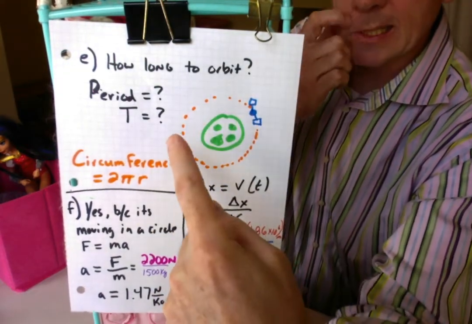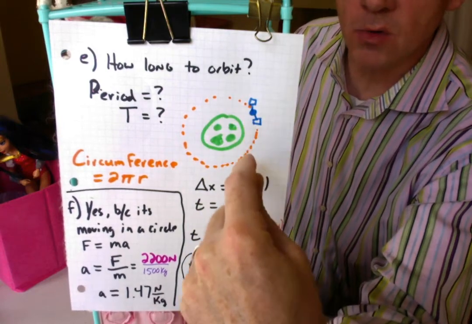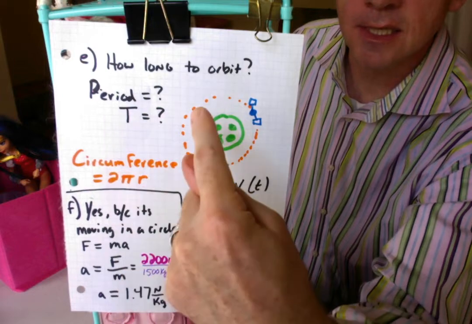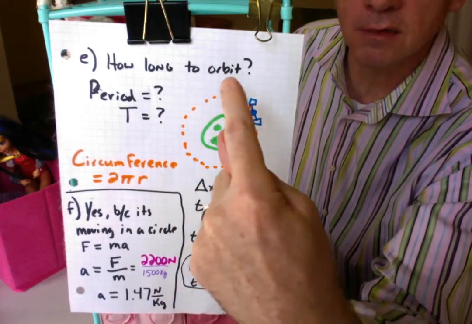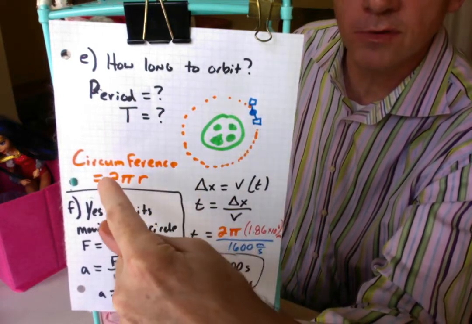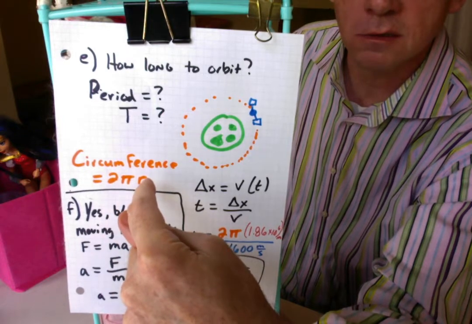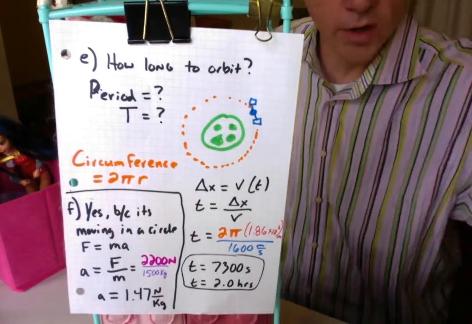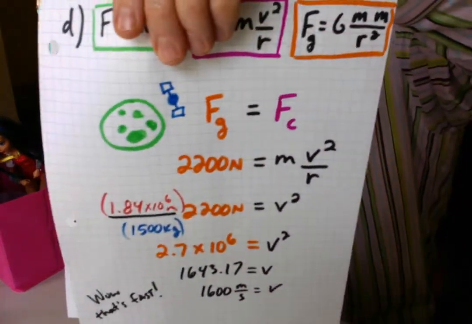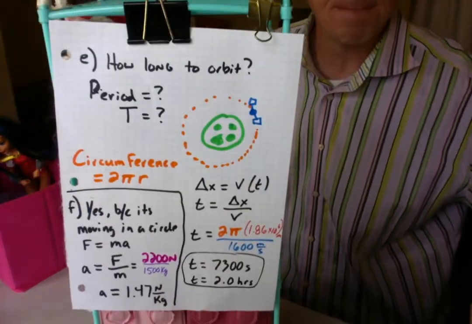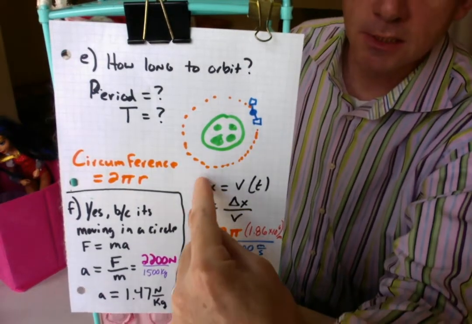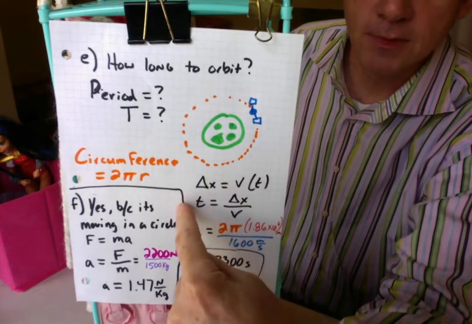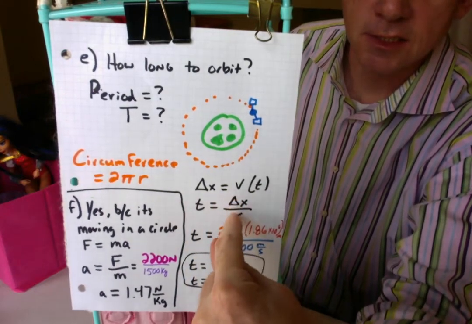All right, so what's going on here? It's going to go around this circle. Ooh, can we figure out that distance? That is just the circumference of that circle. To get circumference, you just do 2 pi r. Oh, so if we get that distance, and we already know its velocity, distance is equal to velocity times time, right? Or time is just distance divided by velocity.